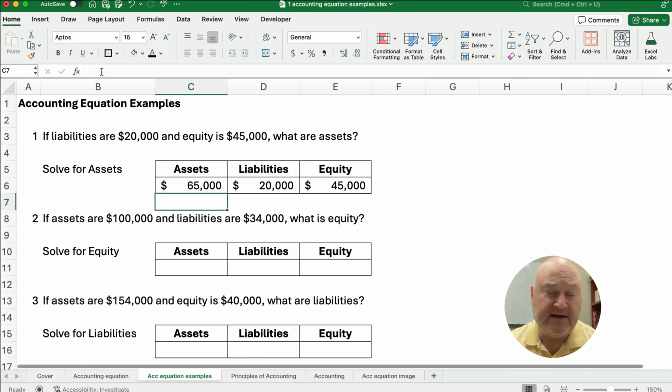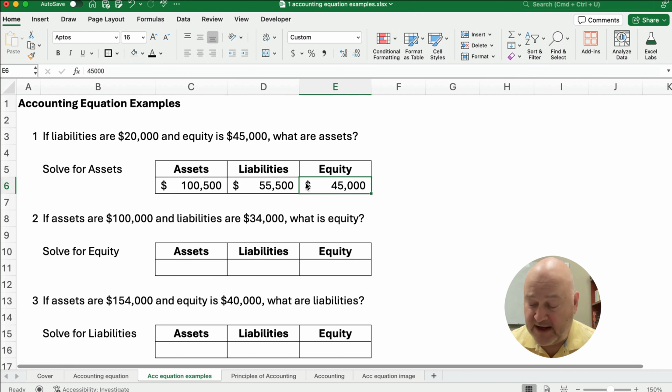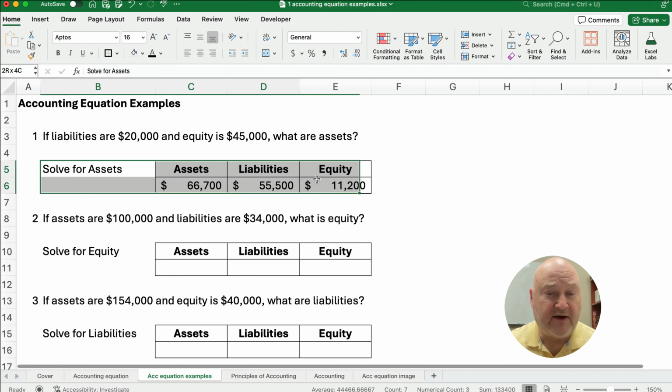Now, that doesn't seem like that big a deal, but what happens is we can take this problem and change the original numbers. What if liabilities are 55,500? And what if equity is 11,200? Well, then we've calculated assets. So this is a little template to solve for assets every time. So that's a template. And then we can do the same thing for equity and liabilities.